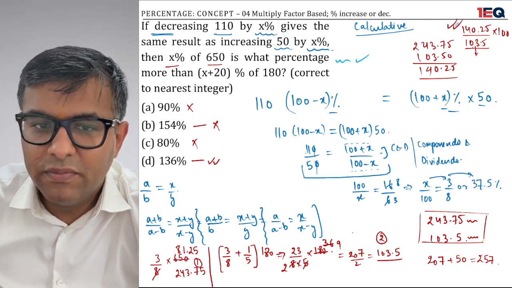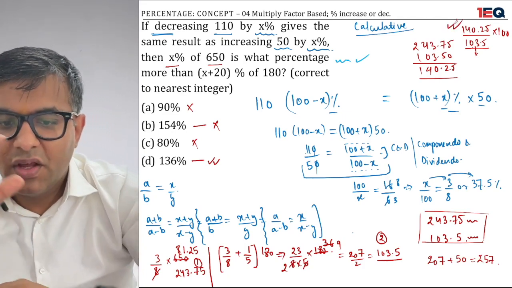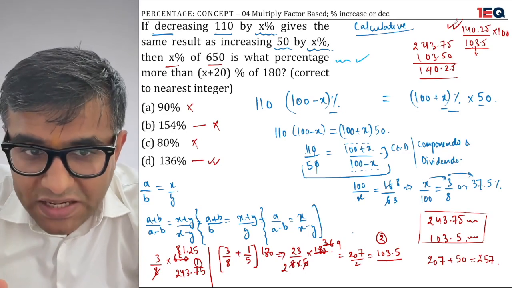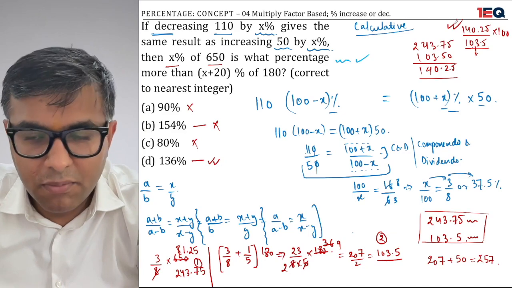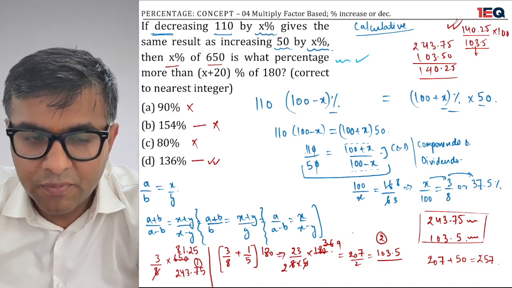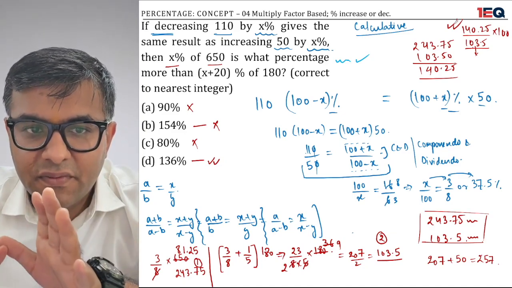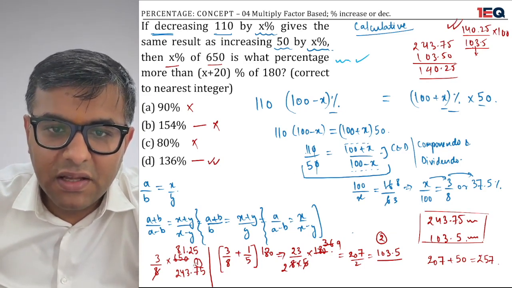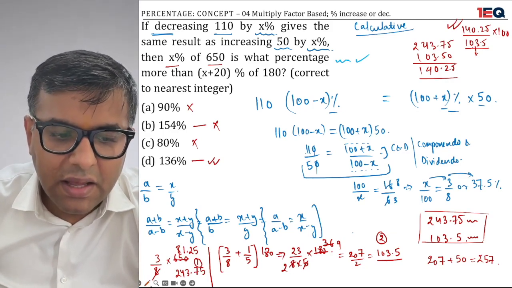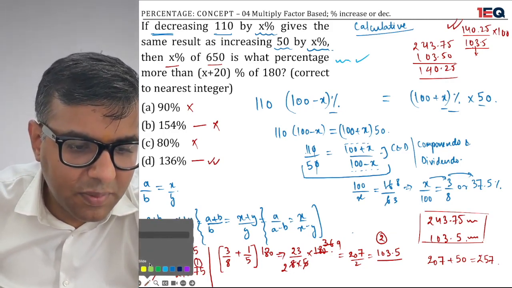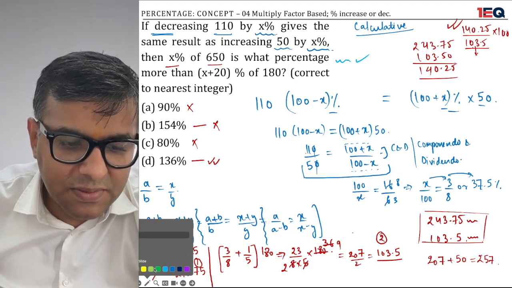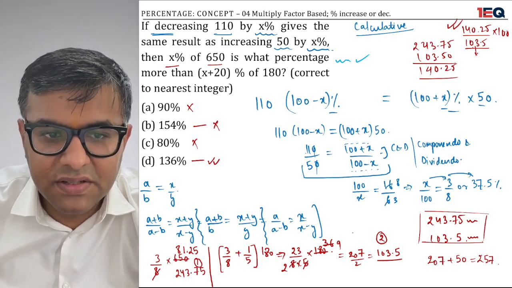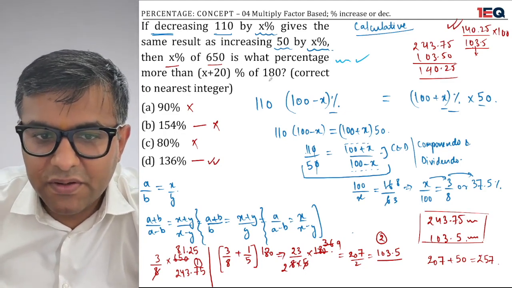Okay, so this is a smart suggestion which I would give you. If you cannot achieve the answer through this, try the other way out. I'm going to explain this particular question one more time, because this is where we end concept number 4. The question said, if decreasing 1110 by x% gives the same result as increasing 50 by x%, then x% of 650 is what percentage more than x plus 20% of 180.